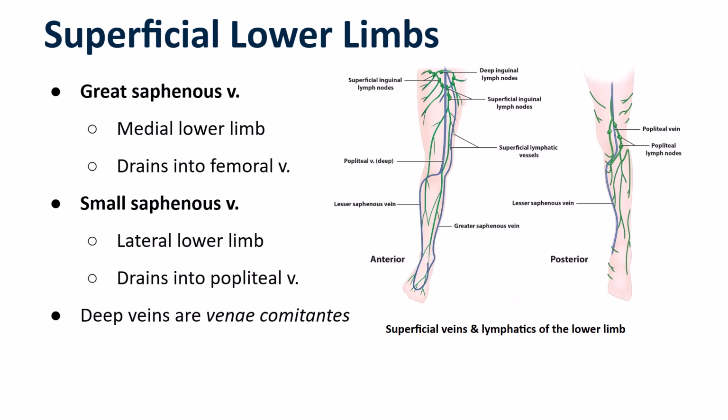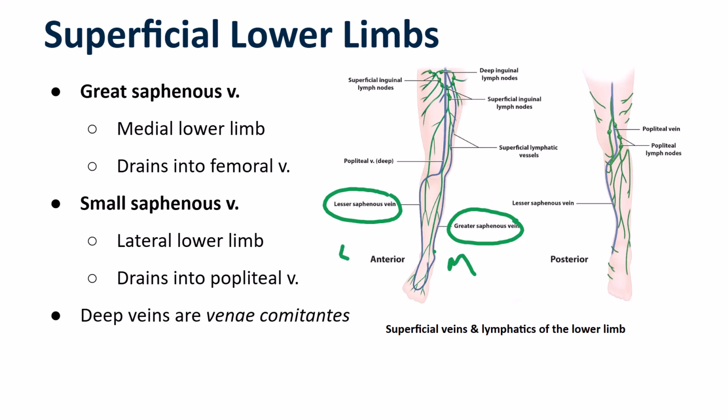Now, with respect to the lower limbs, just like the upper limbs, we have both superficial and deep sets of veins. Let's start with the superficial. Now veins we know to be inconstant, but there is a general pattern to discover. We'll start with blood being drained from the foot, and it's drained via two veins, a greater saphenous vein and a small or lesser saphenous vein. The greater saphenous vein drains the medial foot. The lesser saphenous vein drains the lateral foot.